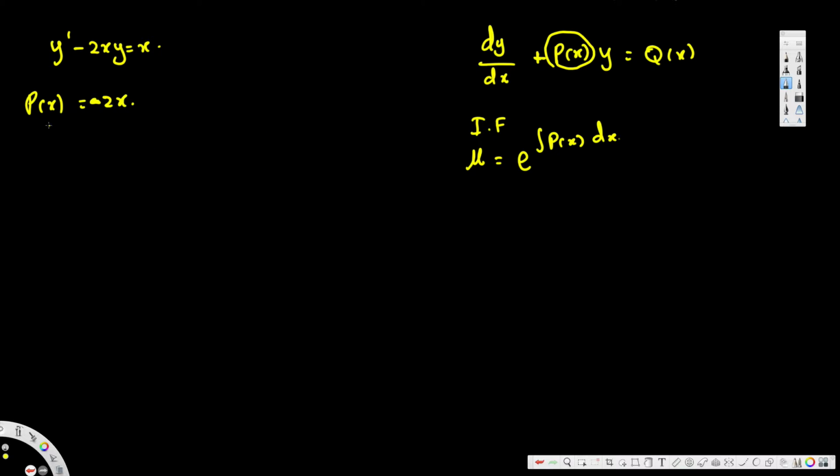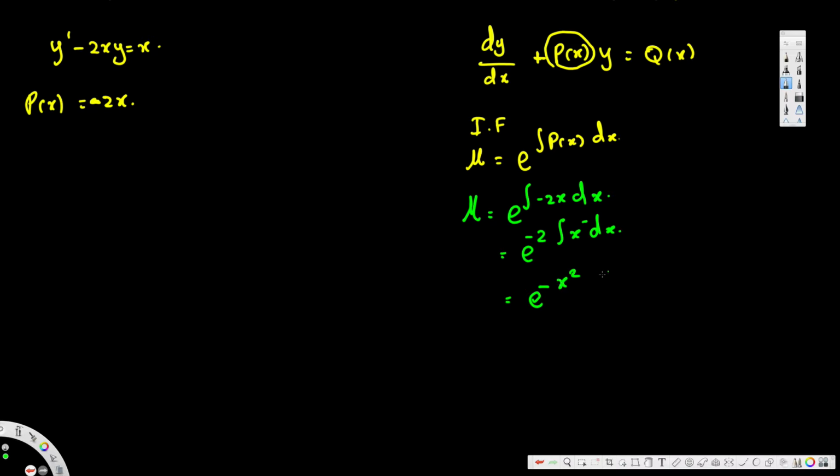Therefore we apply this negative 2x in this equation to find our integrating factor. So mu is going to be equal to e to the power integral of negative 2x dx, and negative 2 is a constant, so we can move that to the front. So e to the power negative 2 times the integral of x dx. The integral of x dx is going to be x squared divided by 2, and the denominator 2 and this 2 cancel each other. Finally we end up with e to the power negative x squared.